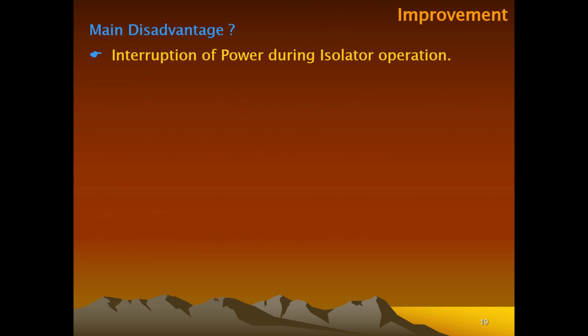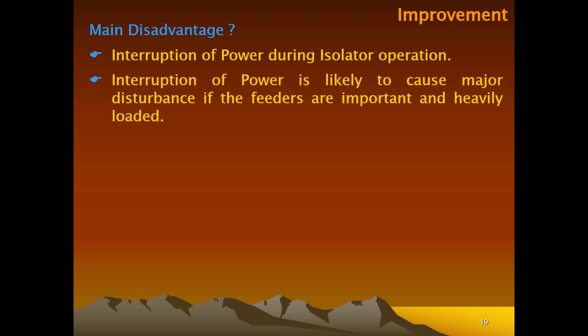And what are the major disadvantages? The major disadvantage is that interruption of power is likely to cause major disturbance if the feeders are important and heavily loaded, and there is always a chance of power interruption in case of a fault on one particular bus bar. I am not talking about a faulty bus bar. In case of a faulty bus bar, yes, you can shift that particular feeder to a second feeder. But suppose a feeder is in service through bus 1 and then there is a fault on bus 1 only. So your feeder will get interrupted and there will be no power flow on that feeder.